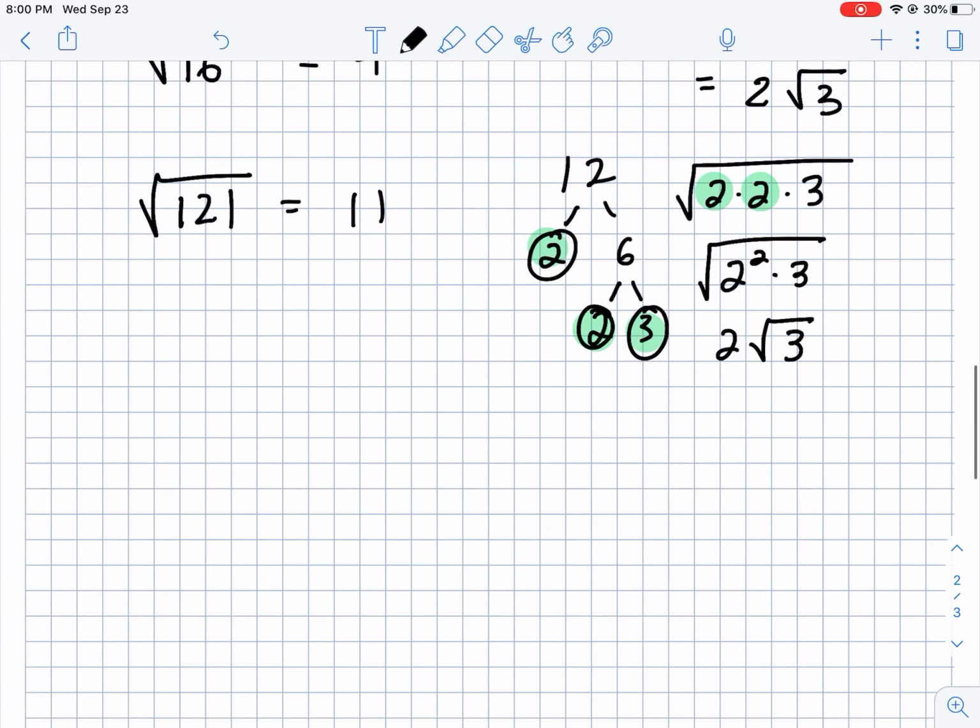Let's try another one. How about the square root of 72? Try and do that one on your own. Pause the video. Don't cheat. Actually pause it and do it. Okay, we're back, and we're back. That means you actually did this problem. So if you noticed, 2 different ways to do this.